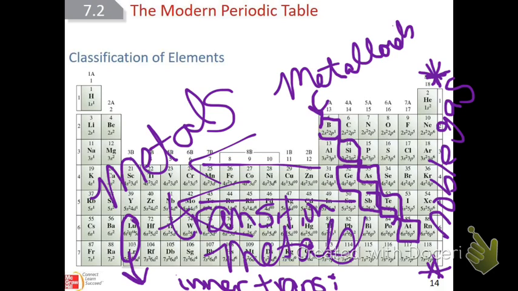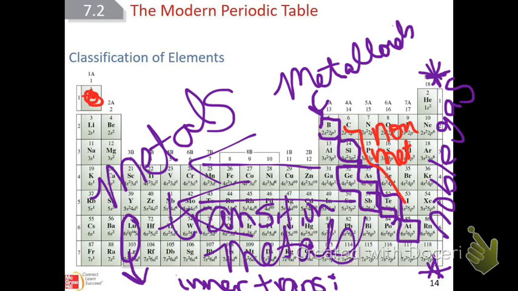Let me switch colors. These over here are your nonmetals. There's not very many of them, and also hydrogen is a nonmetal. Okay, so that's how your periodic table breaks down, and I kind of stumbled a little bit there because it freaked me out, these two that are in a different spot on this particular table. That's how it all breaks down.